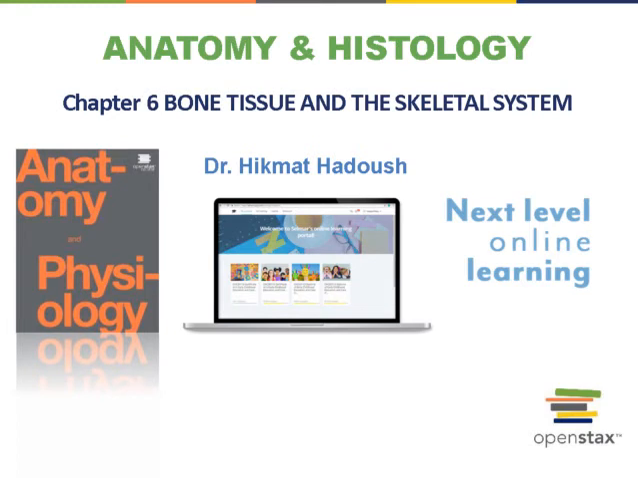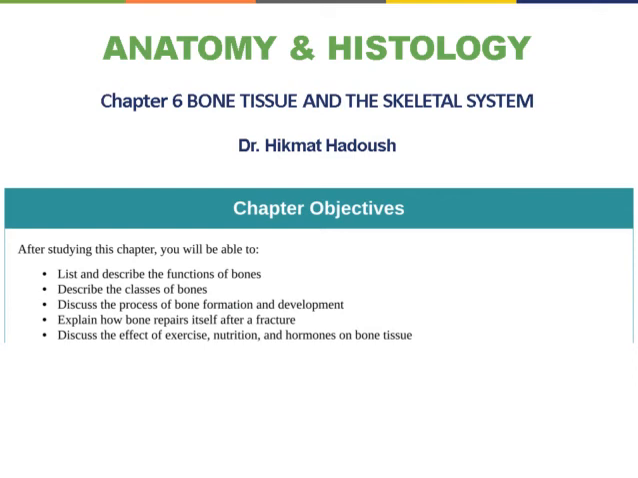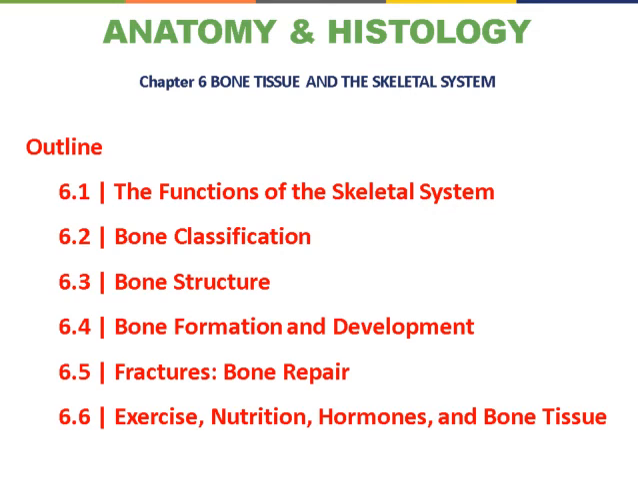As usual, we will start with the chapter objective, which we have to know that after this chapter, you will be able to list and describe the function of bone, describe the classes of bones, discuss the process of bone formation and development, explain how the bone repairs itself after the fracture, and discuss the effect of exercise and nutrition and hormone on the bone tissue. Therefore, for this purpose, we have 6 sections.